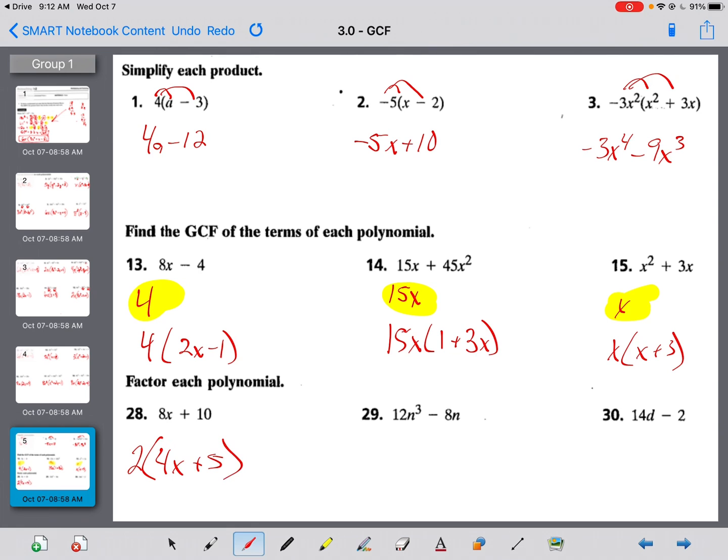Try 29 and 30 on your own. Pause it, come back. Let's see what happens. Okay, here we go. What goes into 12 and 8? Well, I know that 4 goes into both of them. And they both have an n, so that means 3n squared minus 2. What goes into 2 and 14? 2 does. They don't both have a d, so I just pulled the 2 out. That's 7d minus 1. Remember, you're dividing these, so it's not just remove the 2 and it becomes 0. It turns into a 1. That's greatest common factor.